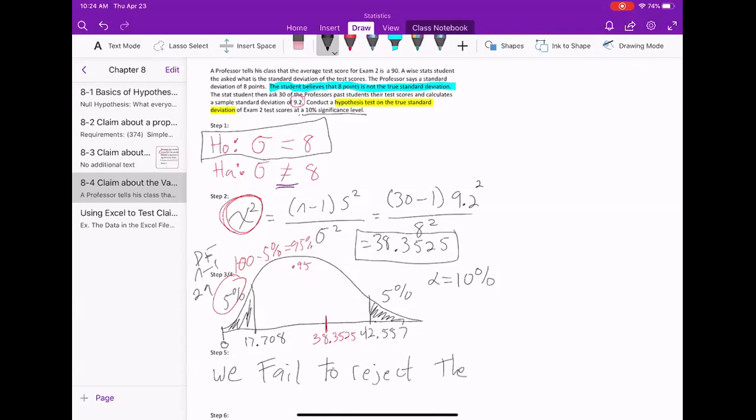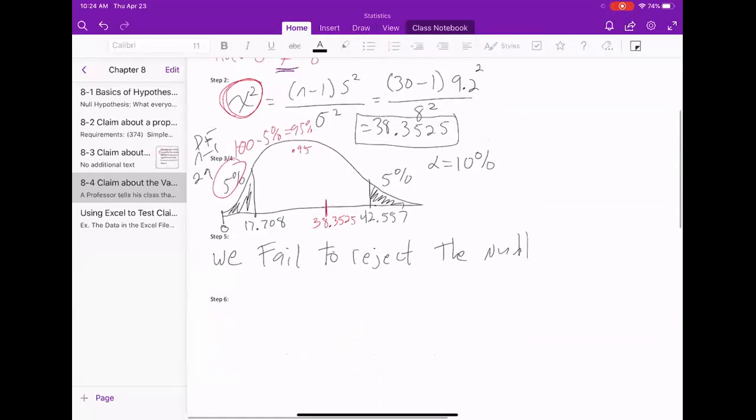And again, the only reason we say these words in statistics is we don't like to be wrong. So I didn't say I accepted it. So if someone proves it wrong later, then technically I'm not wrong. I just failed to reject it. So we fail to reject the null.